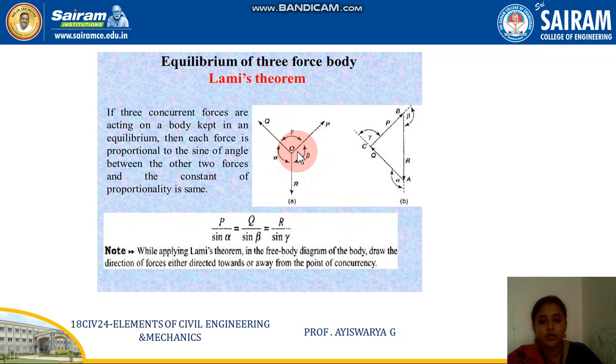So it is not a non-concurrent force system, and you can see each force has some magnitude and a direction. Lami's theorem states that if three concurrent forces are acting on a body, keeping it in the equilibrium position, then each force is proportional to the sine of the angle between the other two forces. How is it possible? By making this three-force system into a closed triangle. Already we had seen the triangle law. So the same triangle law we have to apply for this three-force system.